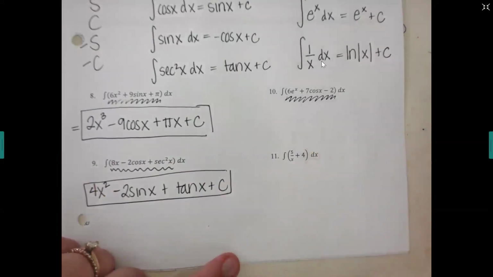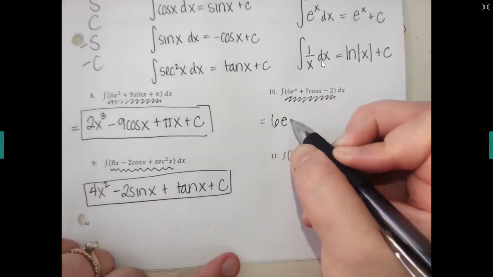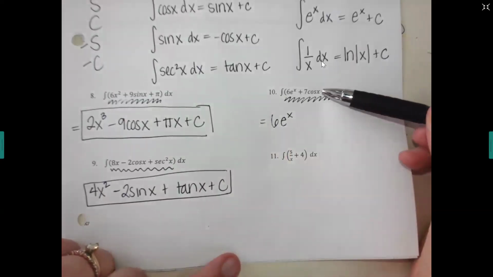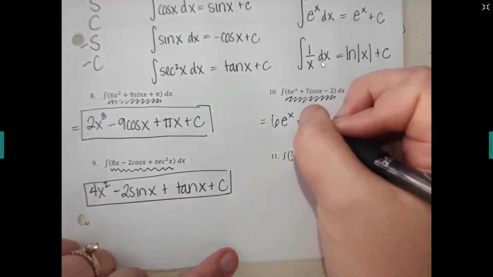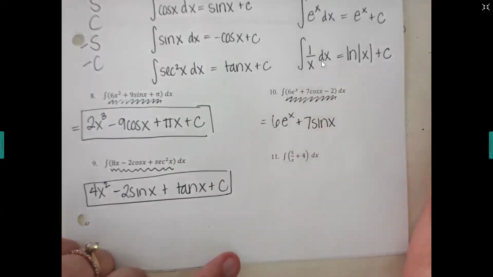Okay, number 10, I have a 6 e to the x plus 7 cosine x minus 2. What's the antiderivative of 6 e to the x? Okay, 6 e to the x. Then we get to 7 cosine x. What's the antiderivative of that? 7 sine x. Still positive because you went up a rung when you're doing an antiderivative. Then minus 2 goes to what? 2x. And then plus c.